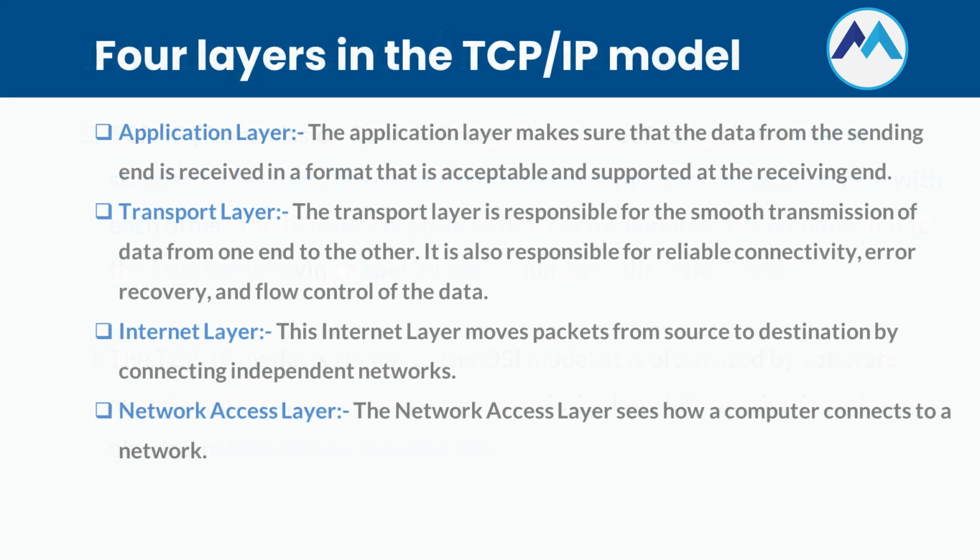The application layer makes sure that the data from the sending end is received in a format that is acceptable and supported at the receiving end. The second layer is the transport layer, which is responsible for the smooth transmission of data from one end to another, and is also responsible for reliable connectivity, error recovery, and flow control of data. Then you have the internet layer, which moves packets from source to destination by connecting independent networks, and the last layer is referred to as the network access layer, which handles how our computers connect to a network.